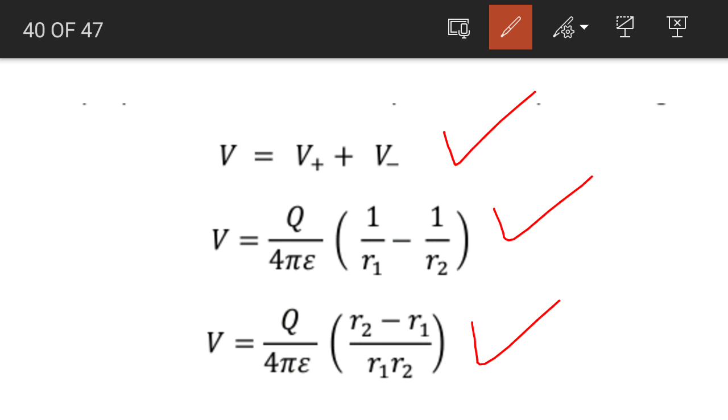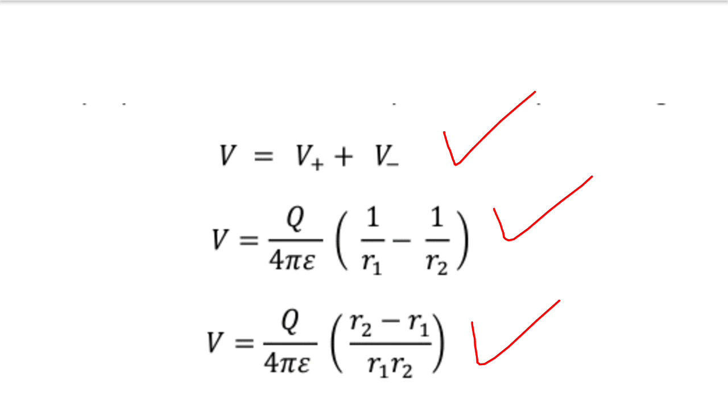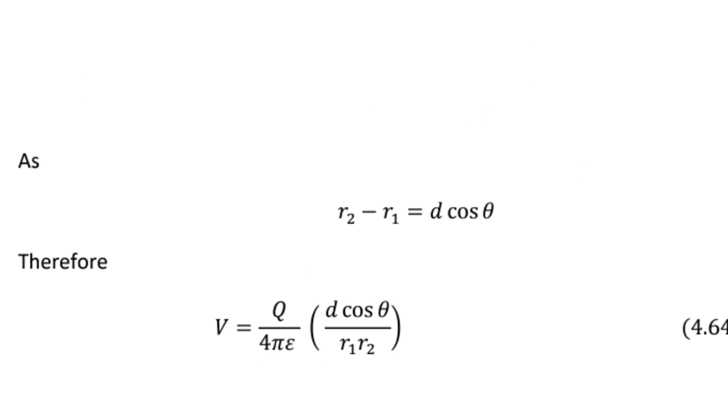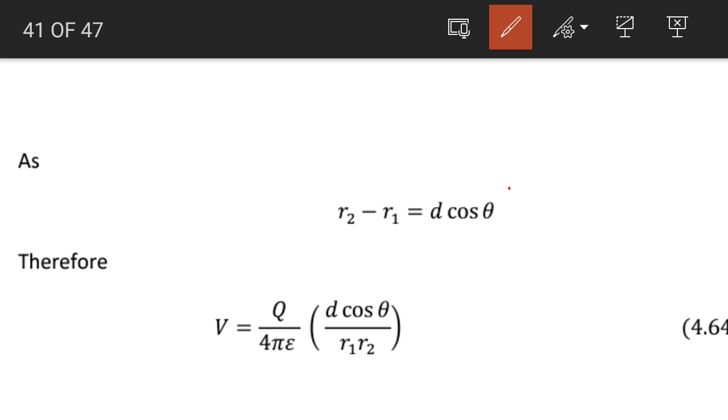We have Q by 4 pi epsilon into (r2 minus r1) divided by r1 r2. And we know that r2 minus r1 is basically equal to d cos theta. So the absolute potential at the given point will be equal to Q divided by 4 pi epsilon into d cos theta divided by r1 r2.